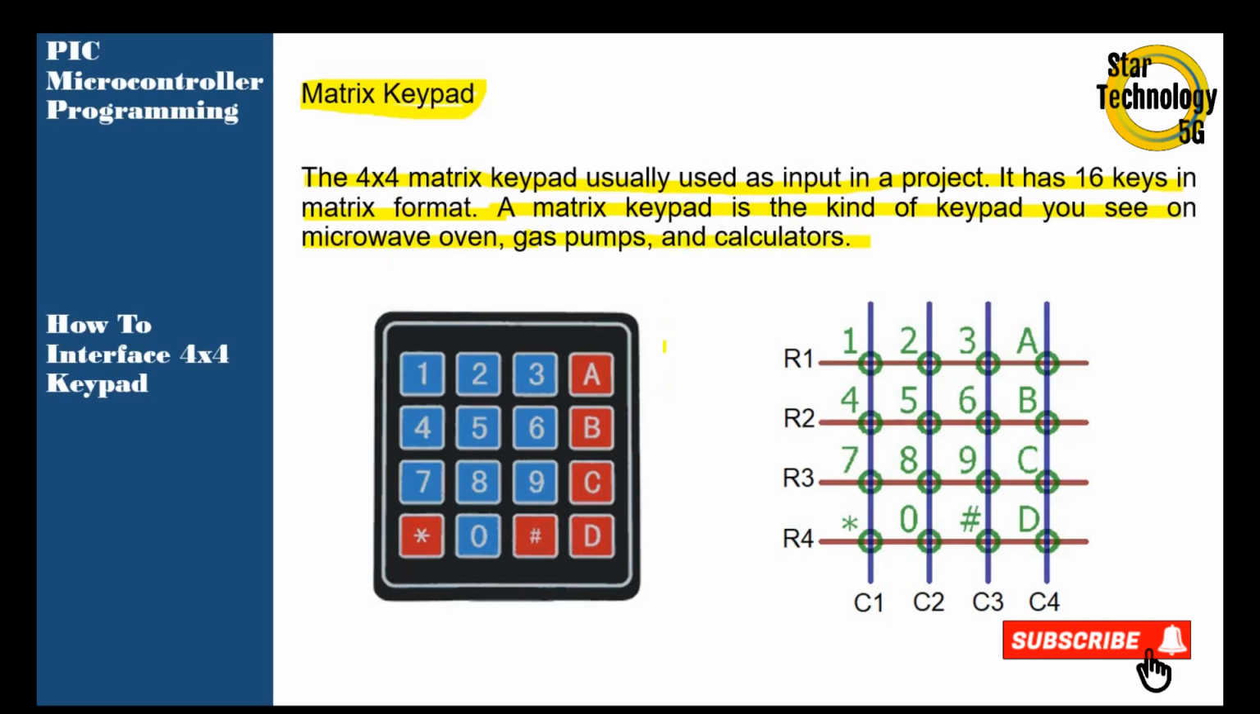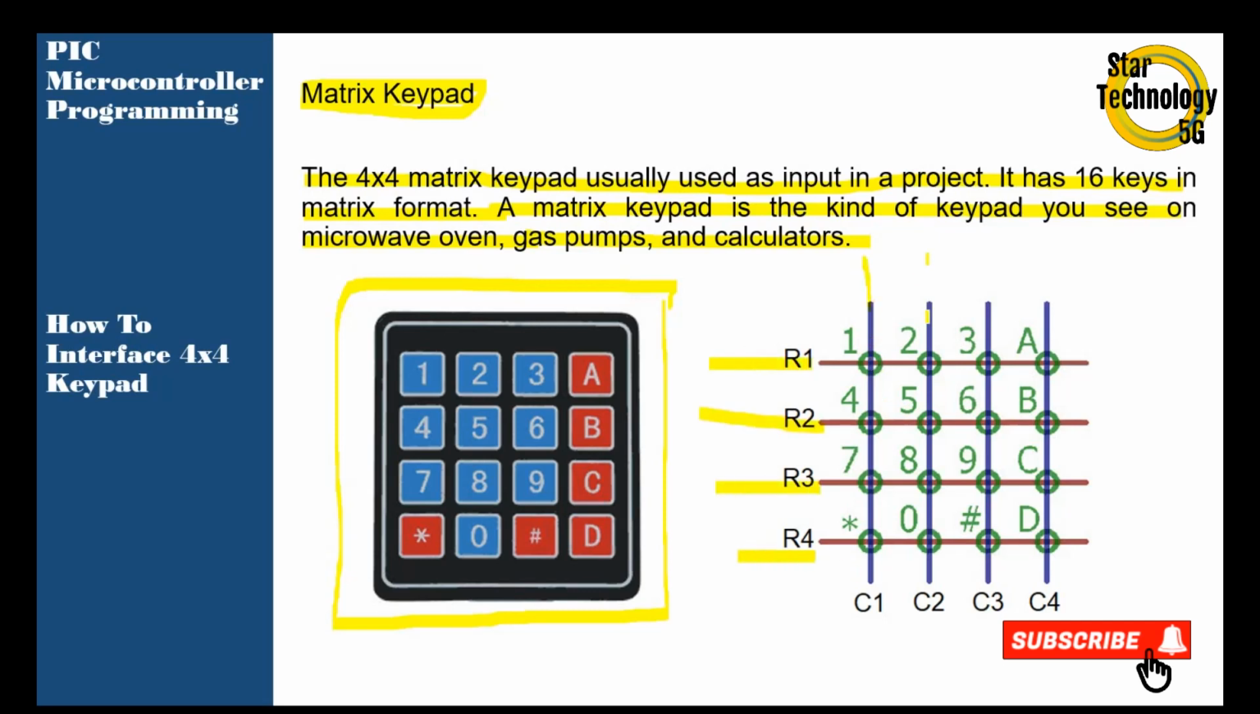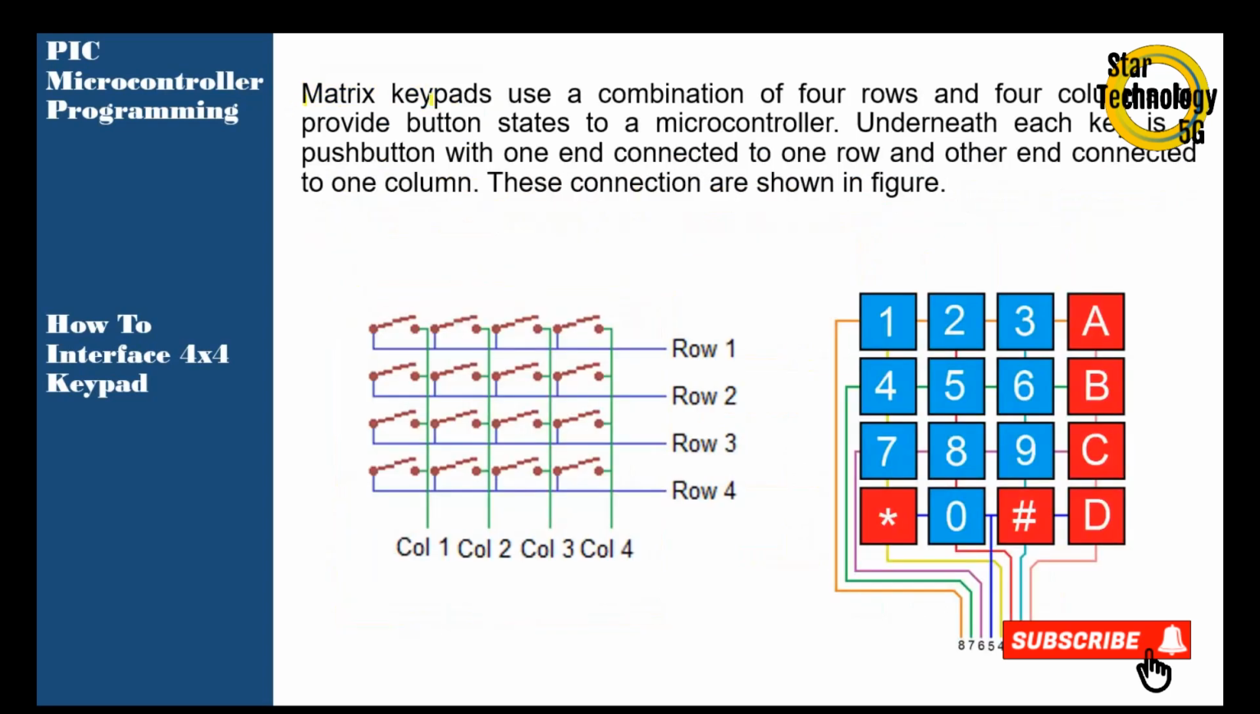You can see here is the 4x4 keypad. It is available in different shapes and sizes, but actually its function is the same. You can see in this figure we have 4 rows and 4 columns, and each row and column joined has one button. We have a total of 16 keys, and it is called a 4x4 matrix keypad. A matrix keypad uses a combination of 4 rows and 4 columns to provide button status to the microcontroller. Each key is a push button with one end connected to one row and the other end connected to a column. These connections are shown in the figure.